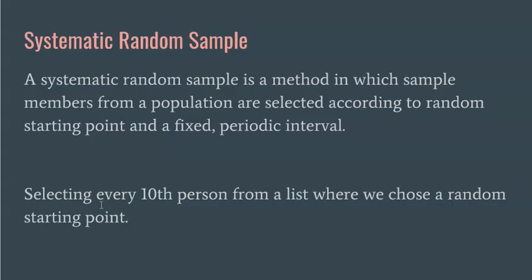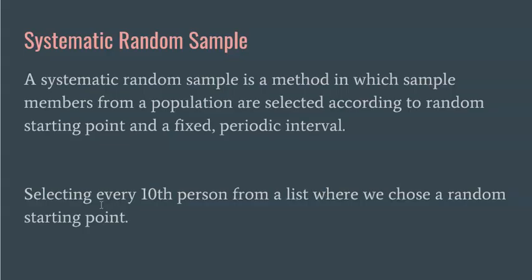This is where we literally just pick a random starting point from some type of list, and then we have an interval that we pick from. So the easiest way to talk about this is like selecting every 10th person from a list where we choose a random starting point. Like if I put all those hotels in a random list, or even an alphabetical list, that doesn't matter. As long as you choose a random starting point, and then from that starting point, you select every 6th hotel or every 10th hotel, whatever, it doesn't matter, but that's systematic.